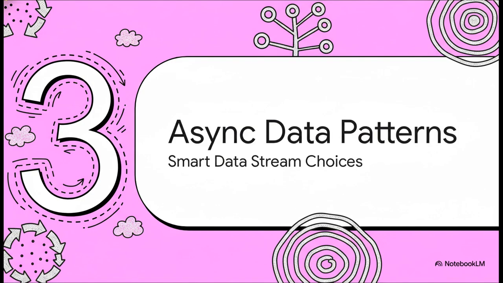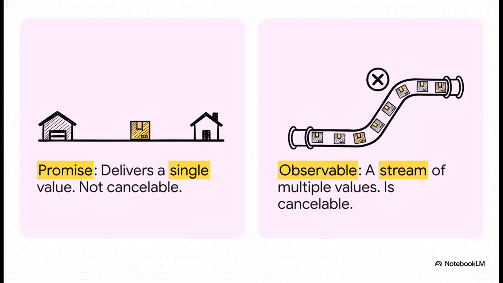Okay, so we've nailed down how Angular knows when to update. Now let's talk about the data itself, especially data that doesn't show up right away. We're talking asynchronous data patterns. Modern apps are swimming in data streams, and a senior dev knows exactly which stroke to use to navigate them. Let's start with the big one, promise versus observable.